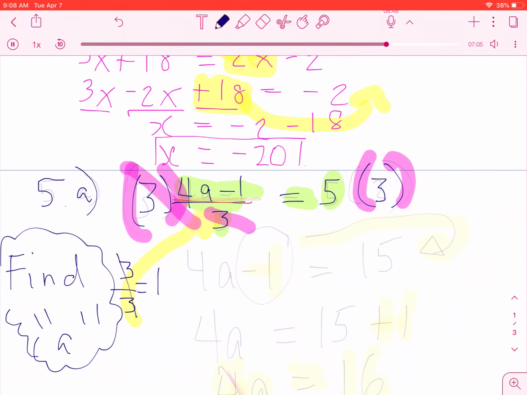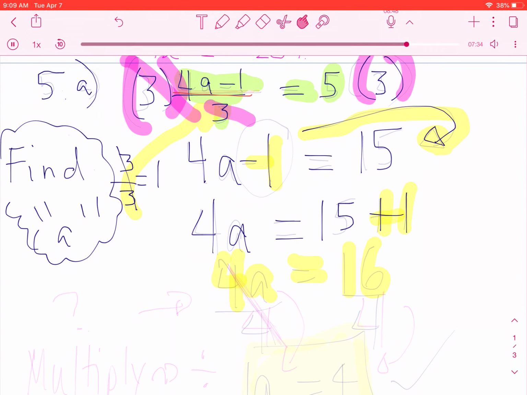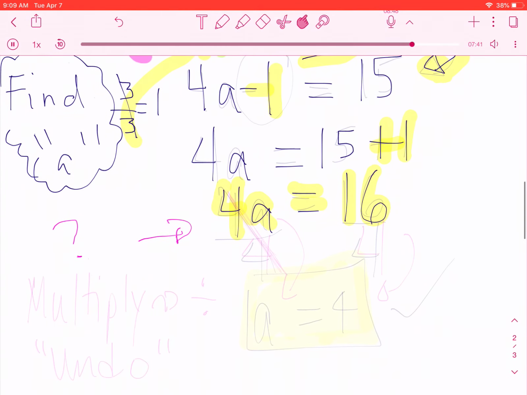At that point, it just becomes a two-step problem. We have 4a minus 1 equals 15. So I'm going to collect like terms where I take that negative 1 and bring it to the right side, so that negative 1 becomes a plus 1, and I'm just going to add 15 plus 1. We know 15 plus 1 is equal to 16, and on the left side, I'm still left with 4a. At this point, we need to think, what is a number that multiplies to 4 and equals 16?